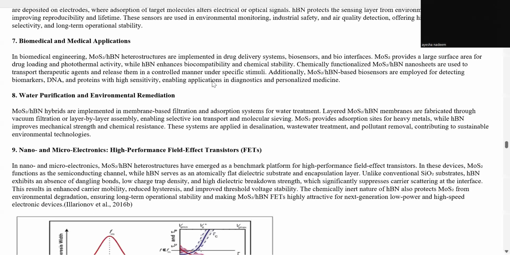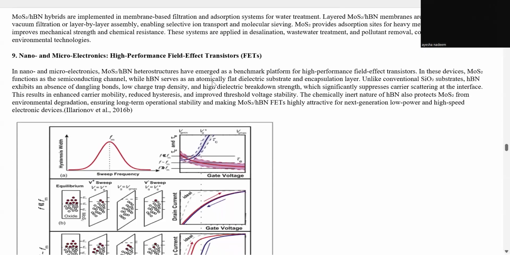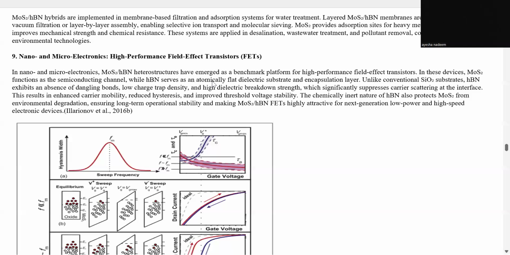The ninth application is in nano and microelectronics: high performance field effect transistors, which are also known as FETs. In nano and microelectronics, molybdenum disulfide and hexagonal boron nitride heterostructures have emerged as a benchmark platform for high performance field effect transistors. In these devices, molybdenum disulfide functions as a semiconducting channel, while hexagonal boron nitride serves as an atomically flat dielectric substrate and encapsulation layer.